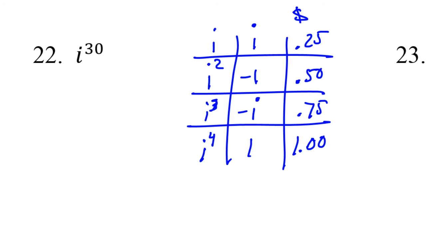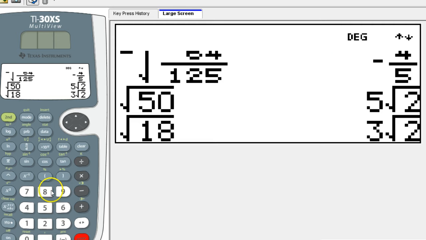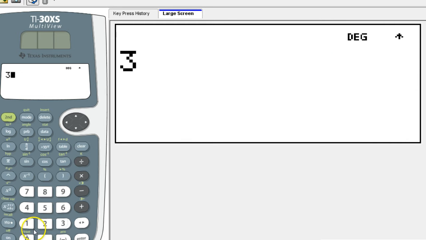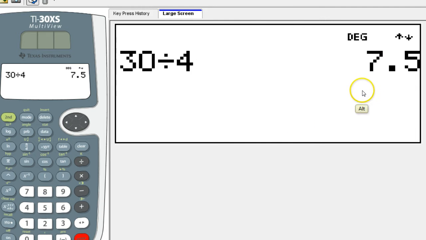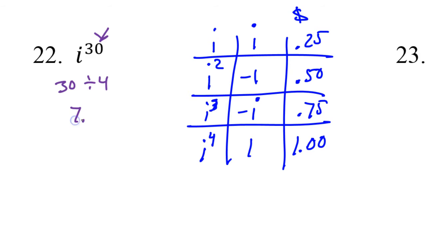Once you have that chart happening, you can take this power and divide it by 4. So if I do 30 divided by 4, I get 7.5. Alright, that 0.5 tells me that I'm right here. That means the answer is going to be negative 1.